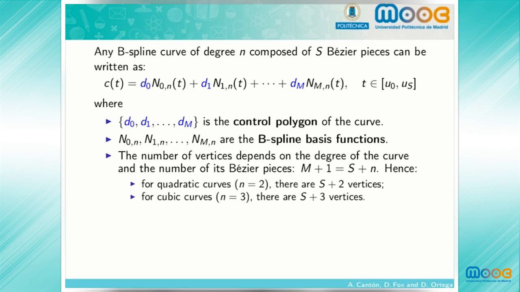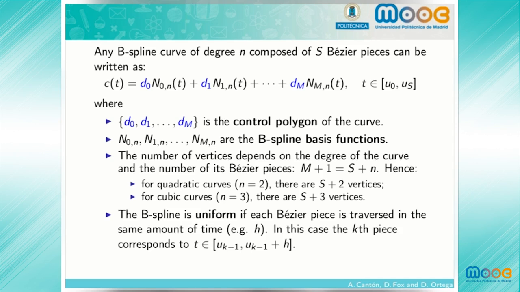The number of vertices depends on the degree of the curve and the number of its Bezier pieces. Precisely, if there are m plus 1 vertices, m plus 1 is equal to s, the number of Bezier pieces, plus n, the degree of the curve. Hence, for quadratic curves, the case n equals 2, there are s plus 2 vertices. And for cubic curves, the case n equals 3, there are s plus 3 vertices.